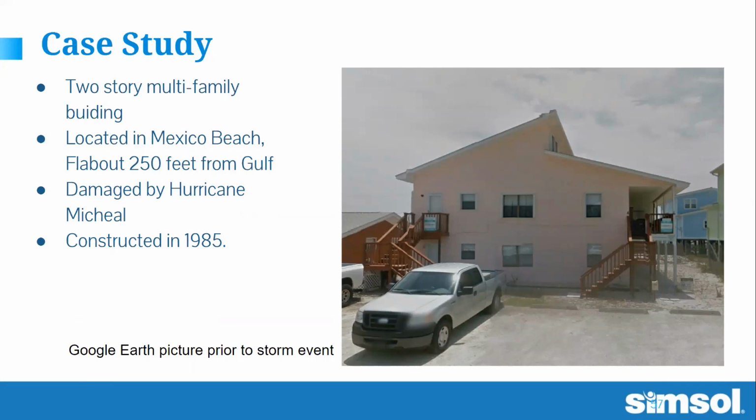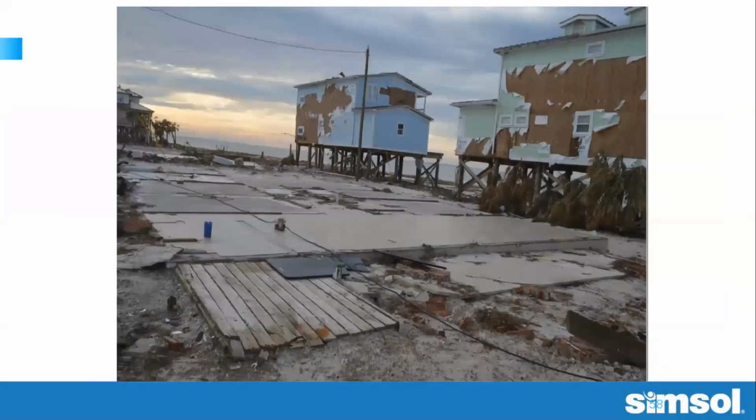Now, this one's a unique case study. This is what the house looked like from Google Earth before Hurricane Michael. It's about 250 feet from the Gulf. And this is what it looked like when I got there a week after the storm. So how do we tell what's wind and what's surge? That's typically what I'm tasked with doing. And here, there's not a whole lot to work with.